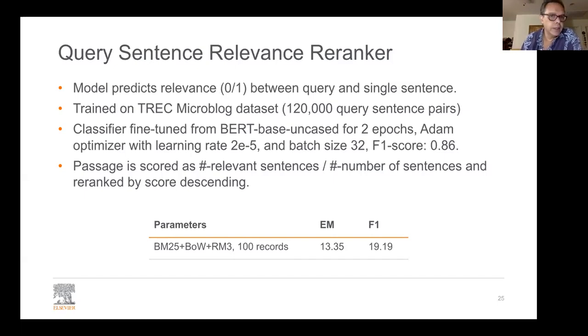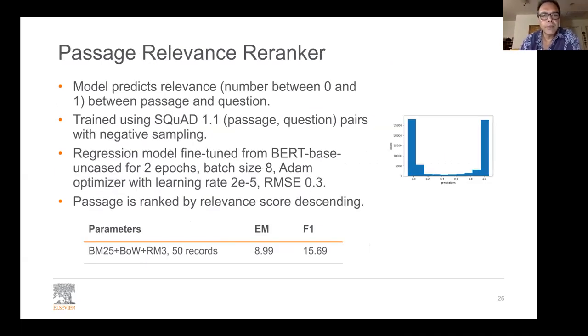We trained it on the TREC Microblog dataset, and these are the specs that we used. It wasn't as good as Anserini at this point. The EM and F1 scores are not as good. It's better than BERT as a service though.